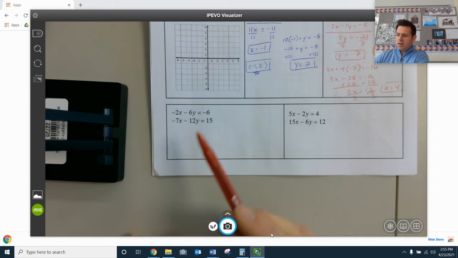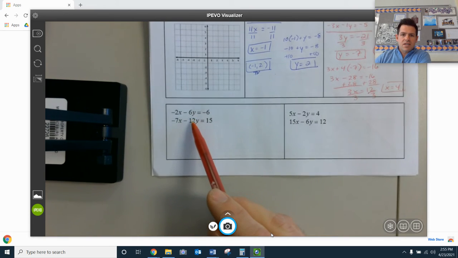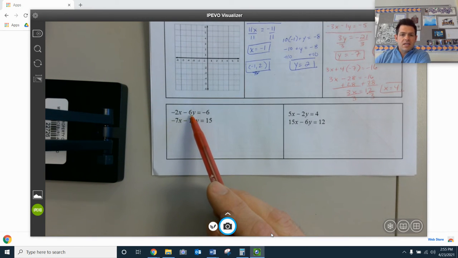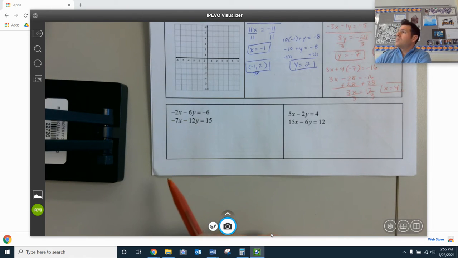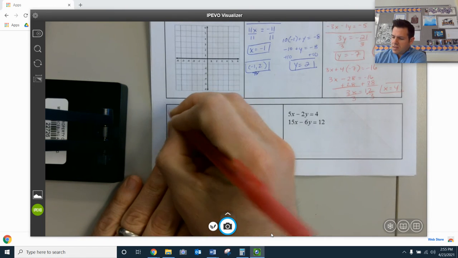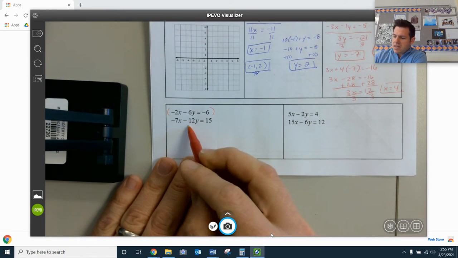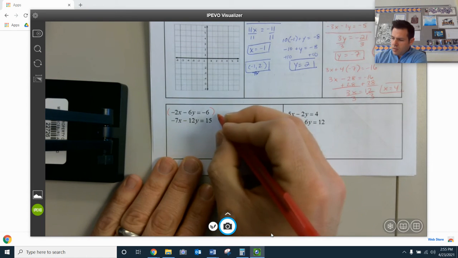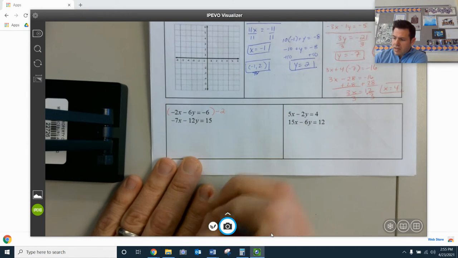I'm going to do that here. If I take a look at the y's, negative 6 and negative 12, 6 is actually a number that would be divisible into 12. So that might be a helpful hint to take a look at here. So what I'm going to do in this case is, since I know I have this negative 12 here, I'm going to multiply this equation by negative 2.